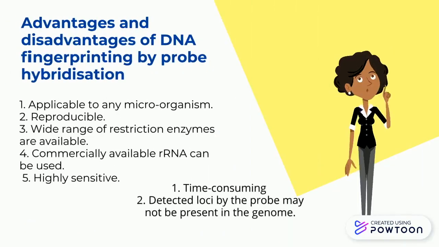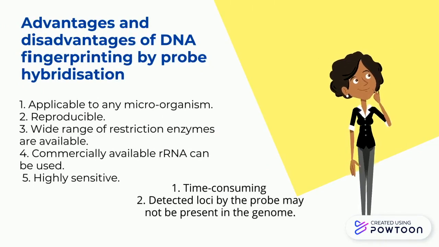Advantages of DNA fingerprinting by probe hybridization: applicable to any microorganism, reproducible, a wide range of restriction enzymes are commercially available, ribosomal RNA can be used, and it is highly sensitive. Disadvantages: time-consuming, and the region detected by the probe may not be present in the genome.